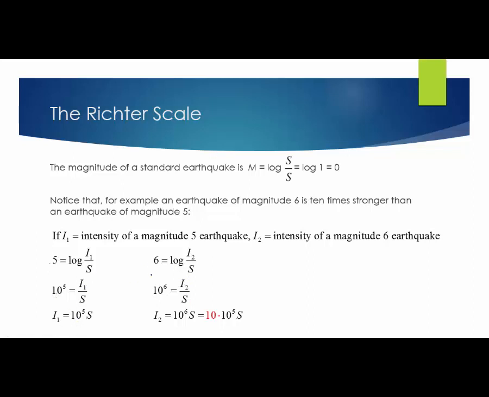So if I compare the two intensities I1 and I2, I1 is 10 to the 5th times S, and I2 is 10 to the 6th times S, so I multiplied that S over. 10 to the 6th times S is 10 times 10 to the 5th times S, and this was the intensity of the original earthquake. So I can see here the intensity of a magnitude 6 earthquake is 10 times the intensity of a magnitude 5 earthquake.